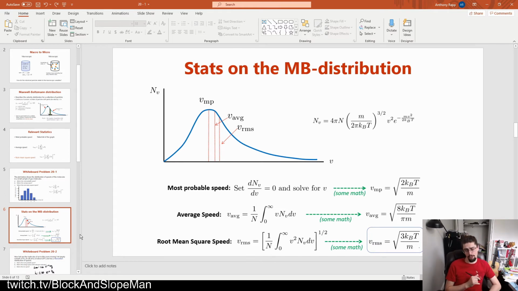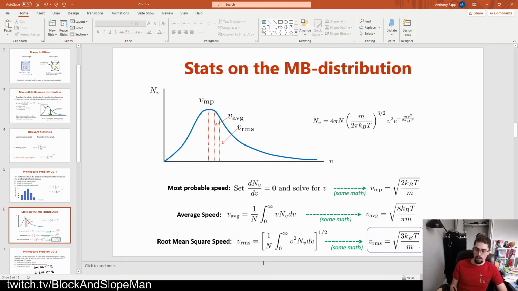The other two, these are kind of complicated integrals, so I'm not going to ask you to find those. But we basically say, okay, well, all of our possible speeds are somewhere between 0 and infinity. So we take the whole range, we take the average of all of those, and we should find something like the average speed is the square root of 8 kBT over pi m.